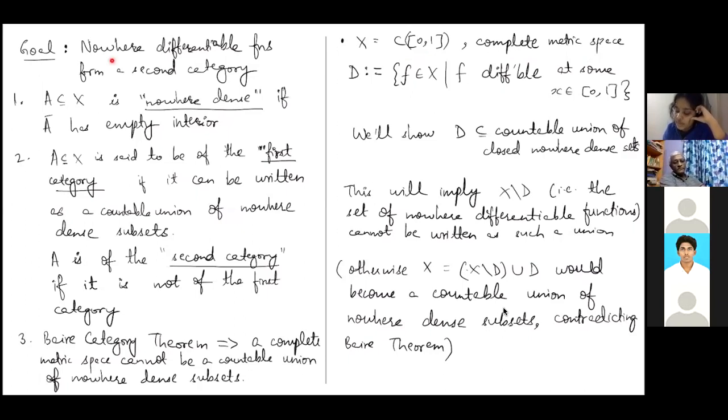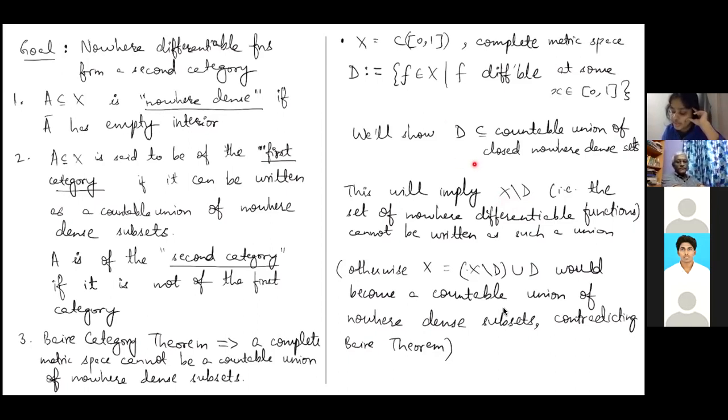So instead of looking at the set of nowhere differentiable functions, let's look at its complement. We'll call that D. So D is the set of functions f in X such that f is differentiable at some point x in 0, 1. Now what we'll show is that D is contained in a countable union of closed nowhere dense subsets of X. How will that help? What we need to show is that X minus D cannot be written as such a union.